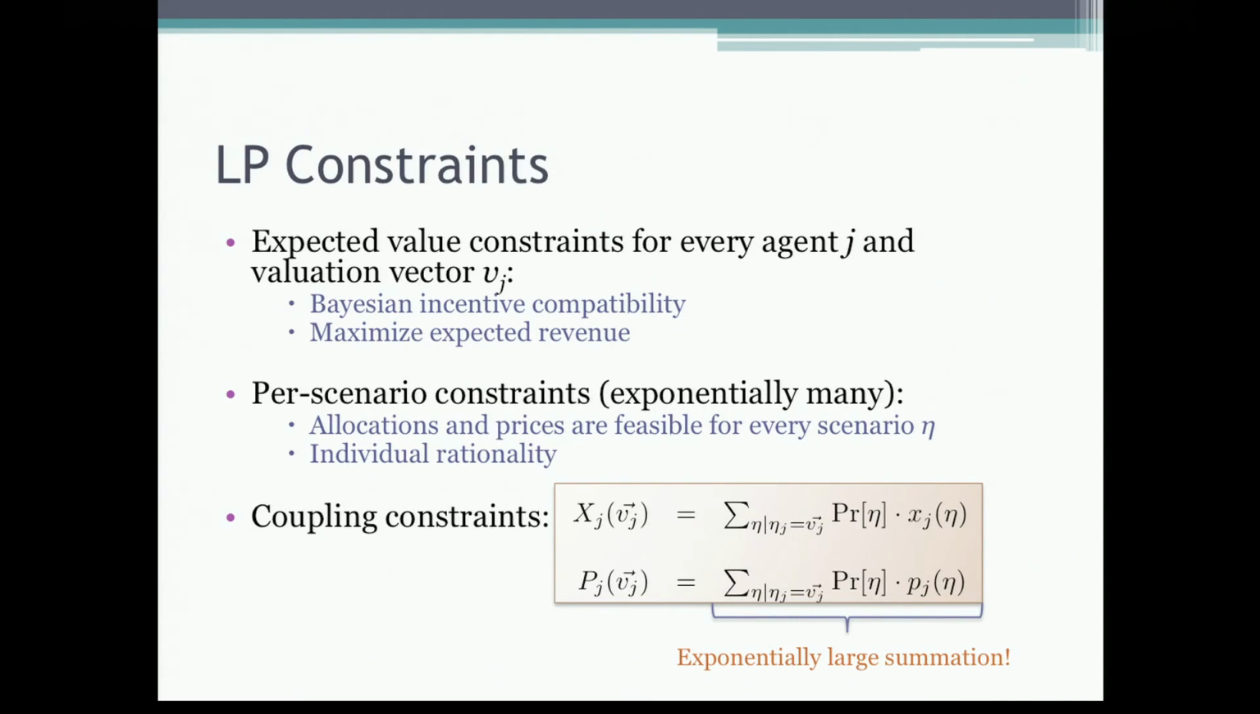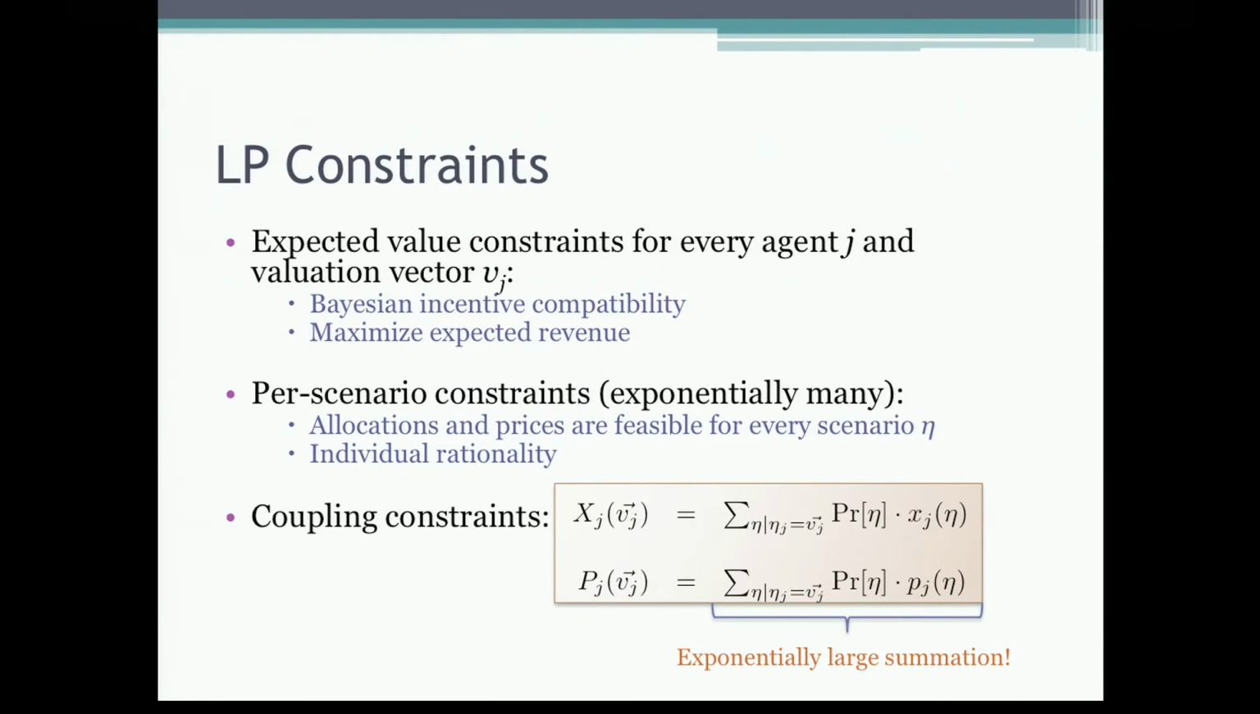And then you have some constraints that couple these variables. All this is saying is that the expected allocation to J is actually the expected allocation to J. So this is the allocation to J in scenario eta. You sum over all the scenarios where the value was actually Vj, and that must be the expected allocation. Similarly, the expected price is whatever price he pays in the scenarios, multiplied by their probabilities. You just take the expectation over the prices that he pays in every scenario. That must be the expected price. So all it is saying is that the expected value is actually the expected value.